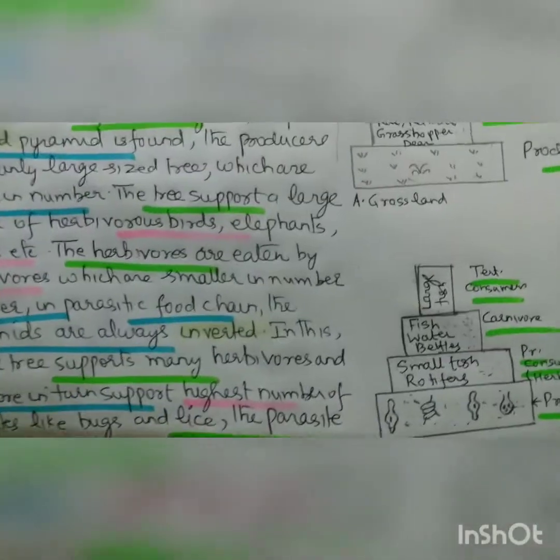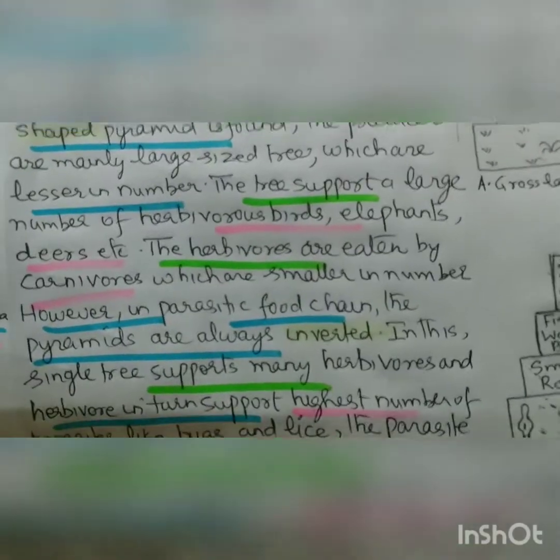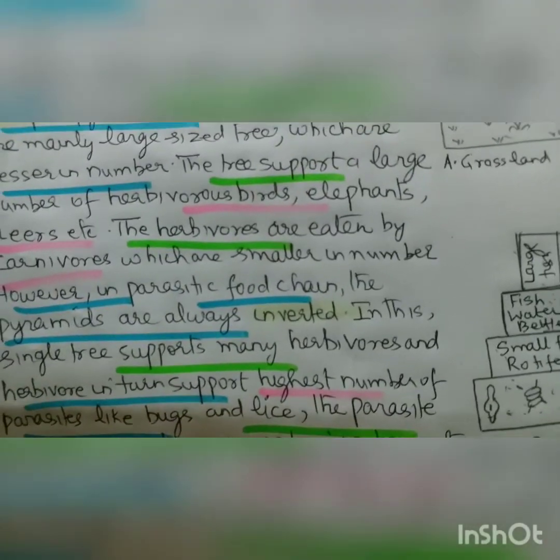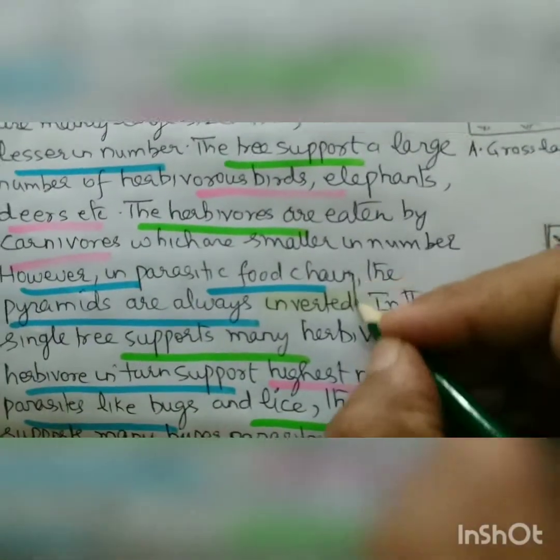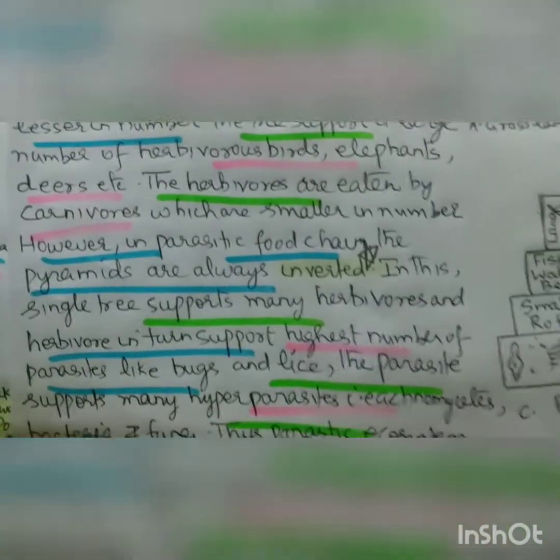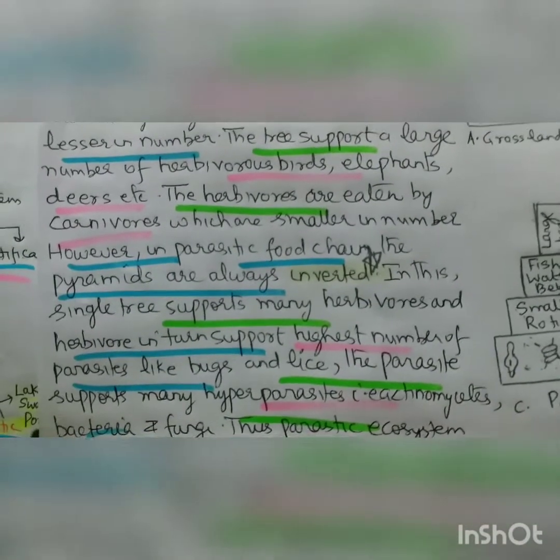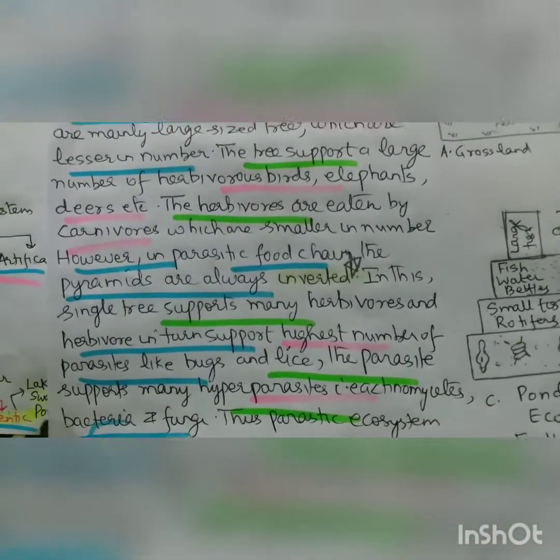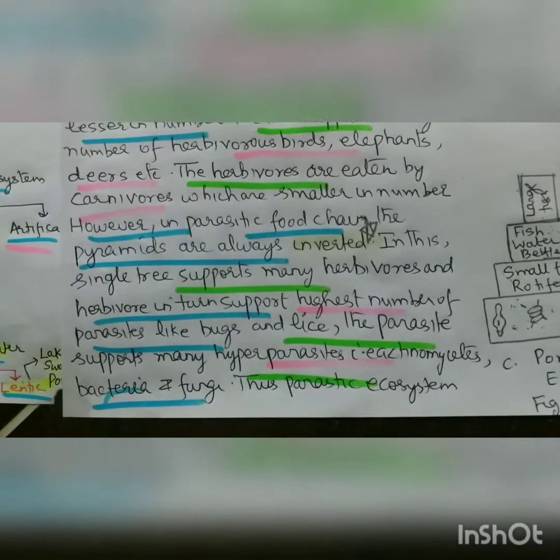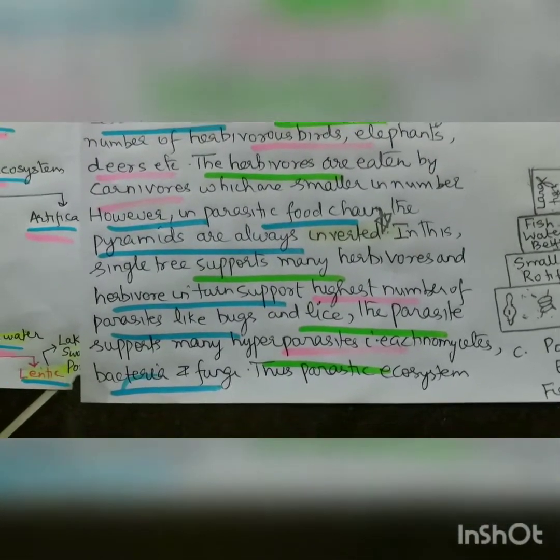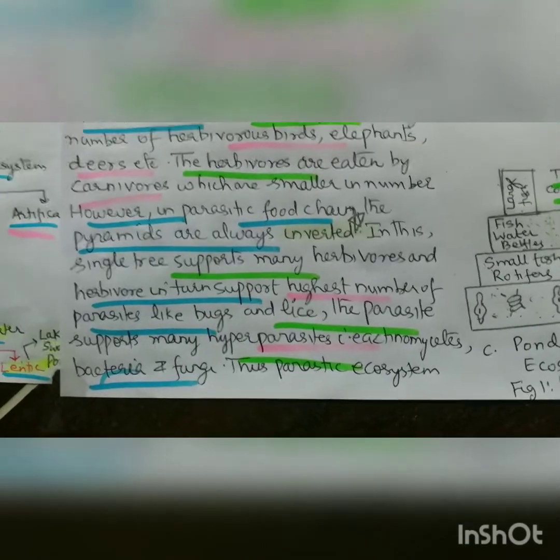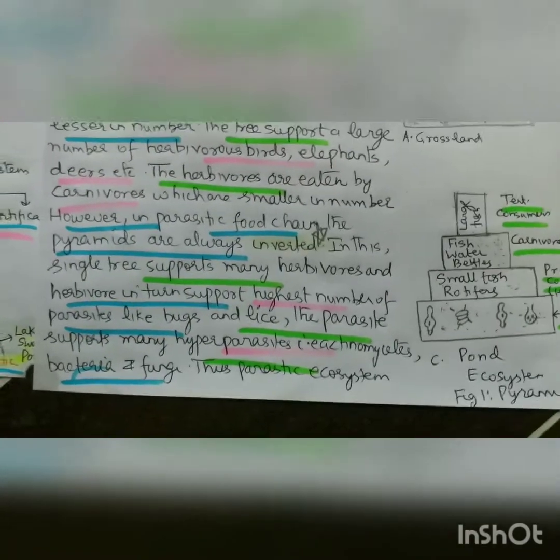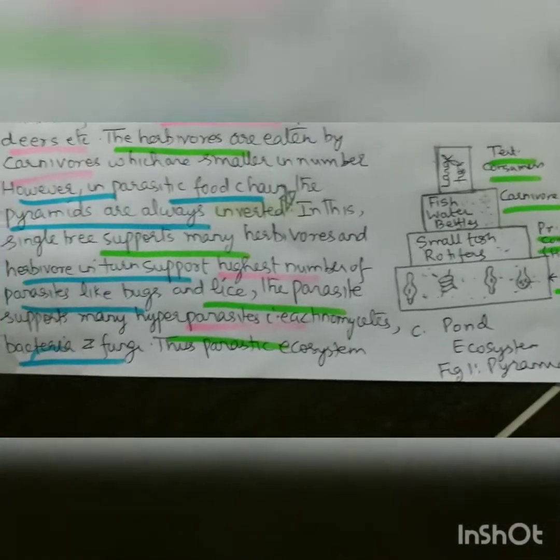Right? So now I'm coming to the third part, that is the parasitic chain. However, in the parasitic food chain, the pyramid is always inverted. This is very important. This also, forest and parasitic, are the important ones. In this, a single tree supports many herbivores as we did in the forest. And the herbivores support the highest number of parasites like bugs and lice. So if some bird dies, you will see thousands of lice and bugs.